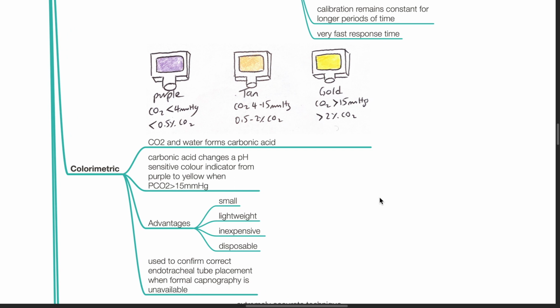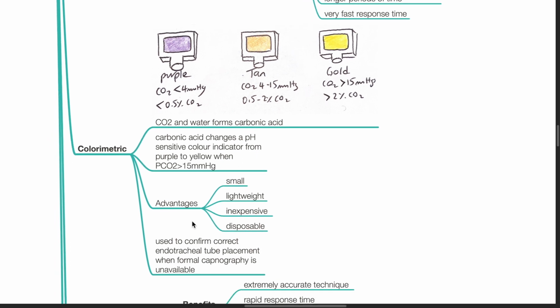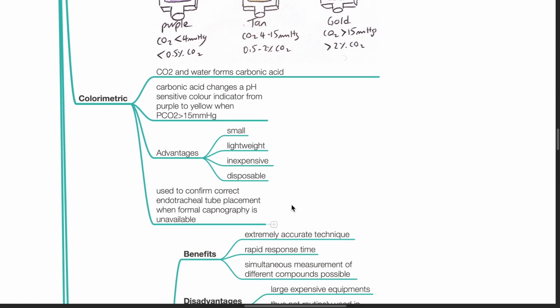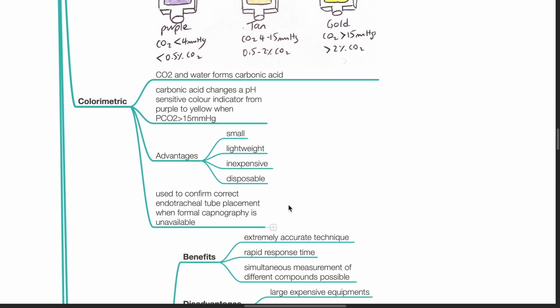The next method is colorimetric measurement of carbon dioxide. Carbon dioxide and water form carbonic acid, and carbonic acid changes a pH-sensitive color indicator from purple to yellow when the pCO2 is more than 15 mm mercury. Advantages include that it is small, lightweight, inexpensive and disposable, and it is used to confirm correct endotracheal tube placement when formal capnography is unavailable.